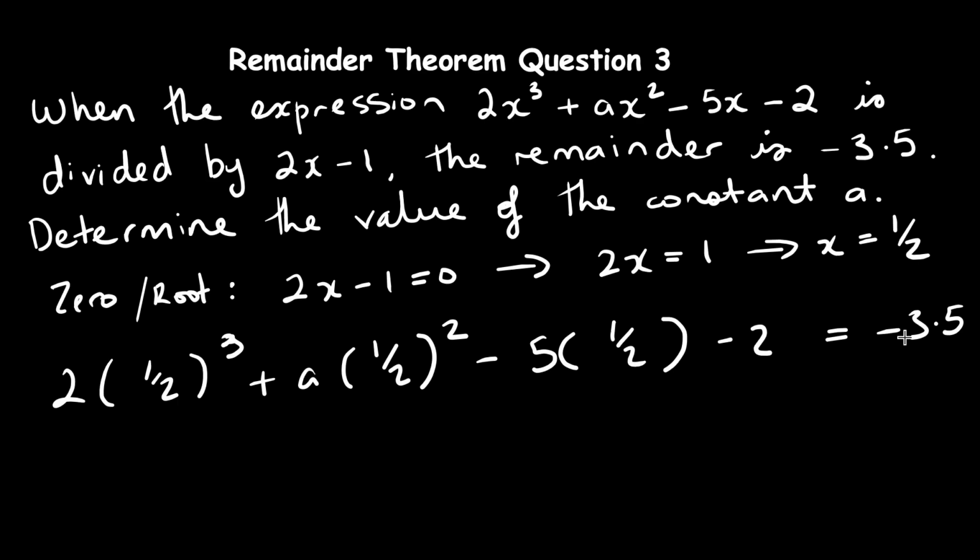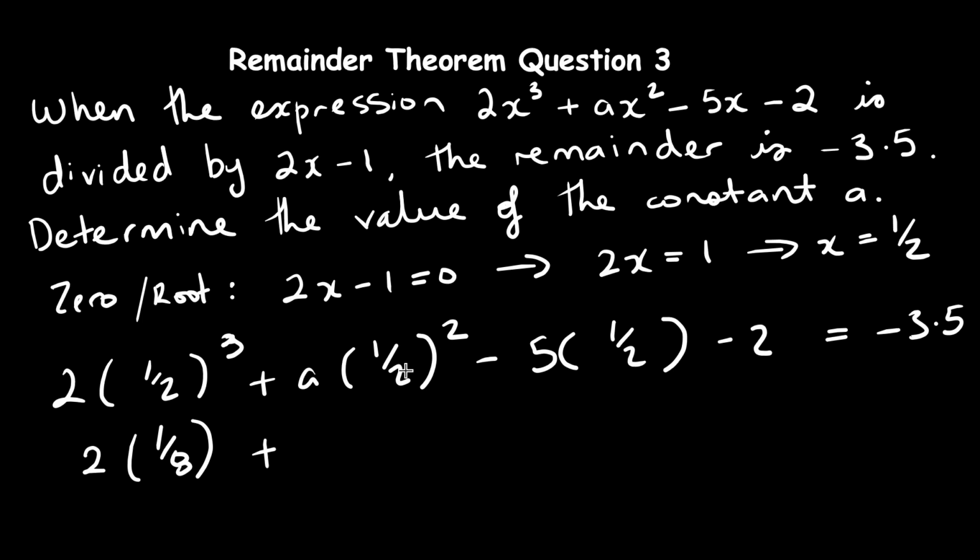Since 3.5 is a decimal, we could convert this. But let's work this out first, and then we can convert this either to a fraction or a decimal on either side, depending on what's easiest. So a half cubed is going to be an eighth. It's a half times a half times a half. Multiply the numerators across, multiply the denominators across. So we get 2 times 1/8, so we have a quarter there.